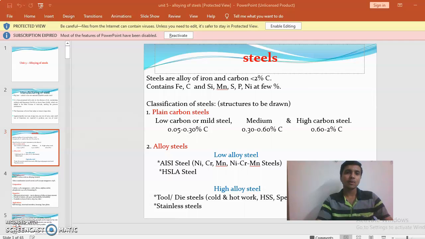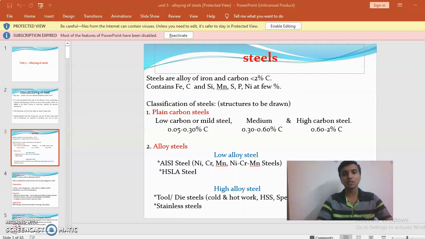Steels are alloys of iron and carbon, with less than 2% carbon, and contain iron, carbon, silicon, manganese, sulfur, phosphorus and nickel in small percentages. Classification of steels: there are 2 classifications, plain carbon steels and alloy steels.